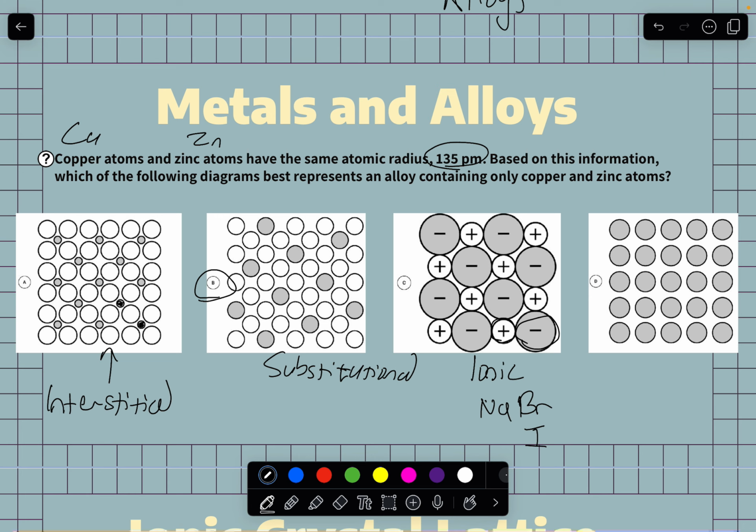And then for D, we only have gray circles. This is a pure metal. We don't have two or more types, so this is not an alloy. So our answer here is B. They're the same size. It is substitutional. Right there, replacing each other.